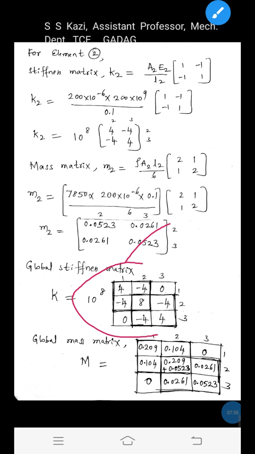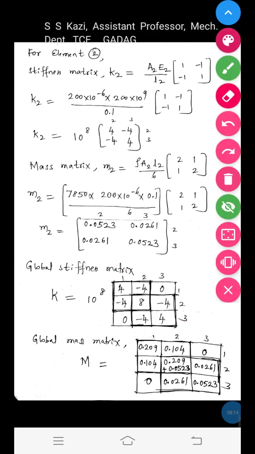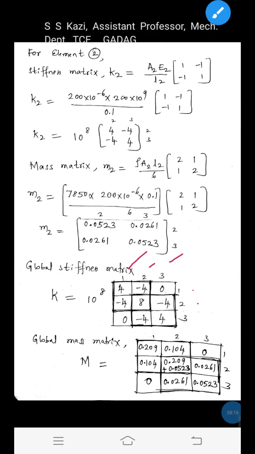First let us write the DOF numbers. You generate 3 rows and 3 columns, because the stepped bar finite element model is discretized into 2 elements and 3 nodes. Hence the order of the global stiffness matrix will become 3 cross 3, because at each node there is 1 DOF, and you will write 1 2 3, 1 2 3.